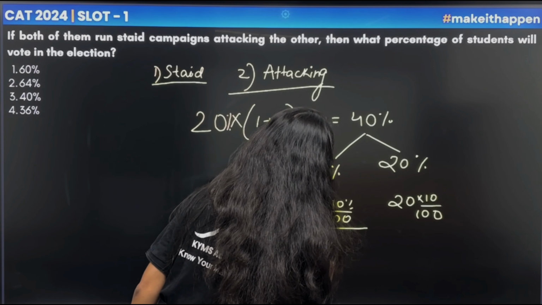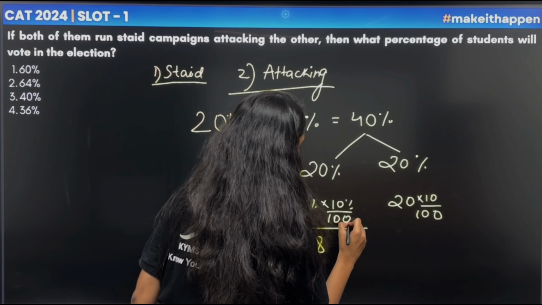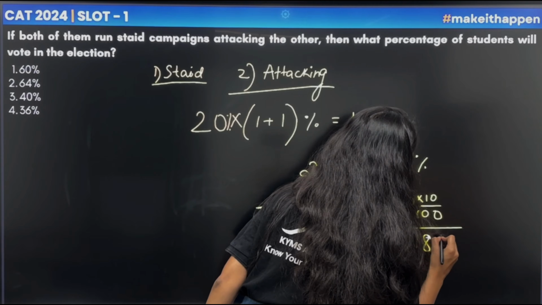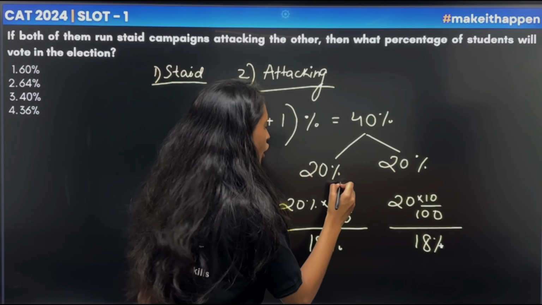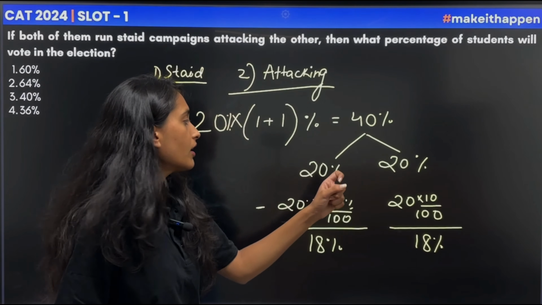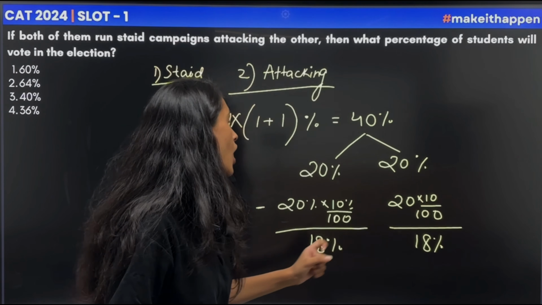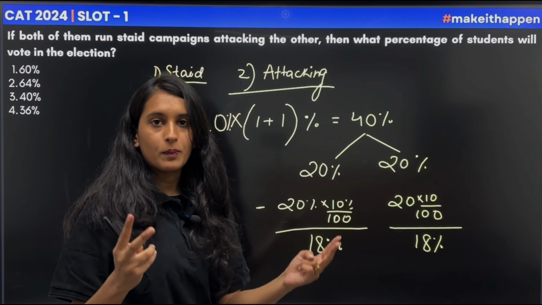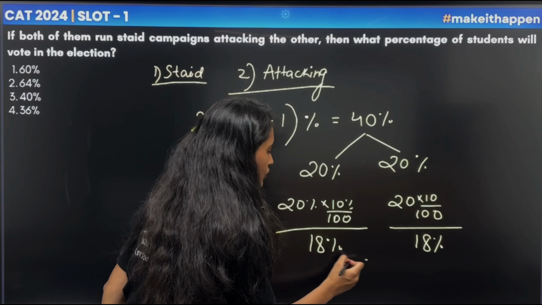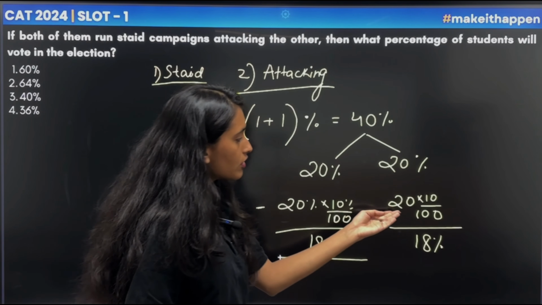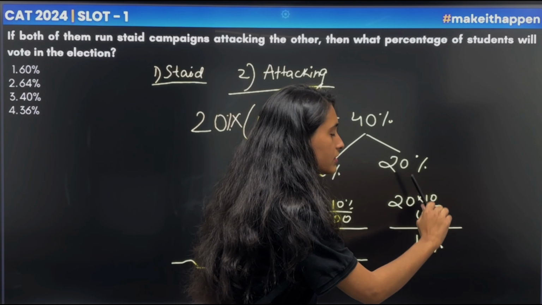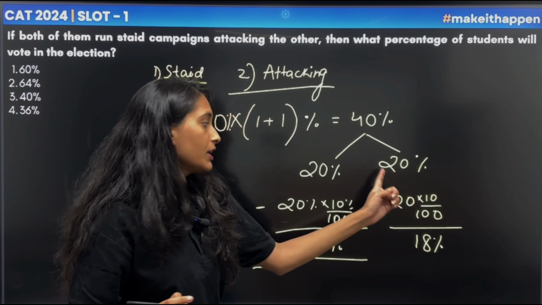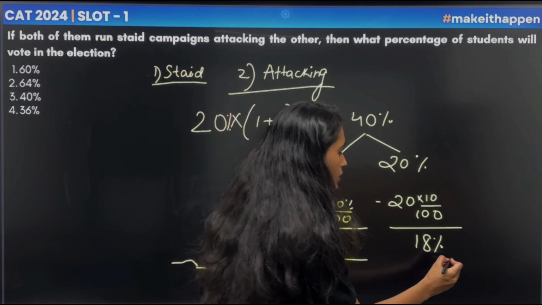we will be left with 18% here and 18% here, as 20% was given to Amya and 20% was given to Ramya. 20% का 10% will not vote, that is 2% of them will not vote, that is we will get 18% here. Here also same, 20% का 10% will not vote, that is 2% will not vote. 20% minus 2%, that will be 18%.